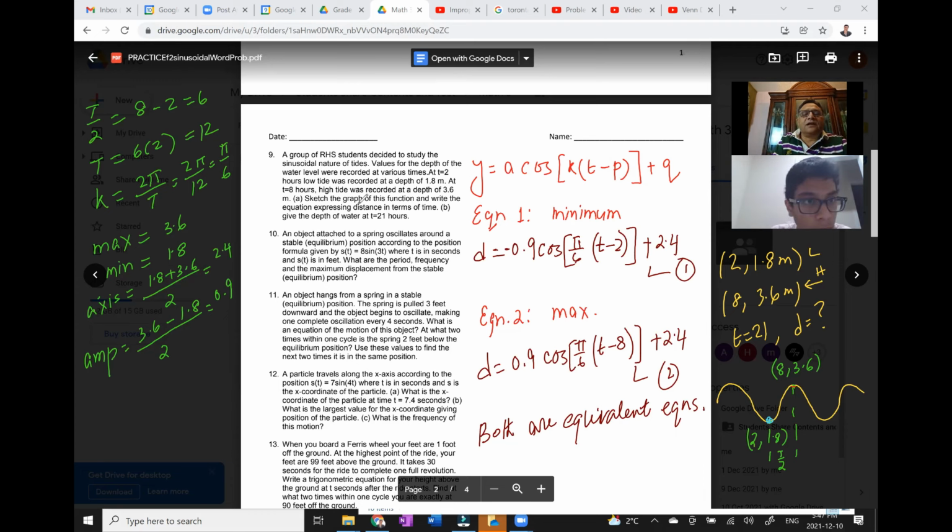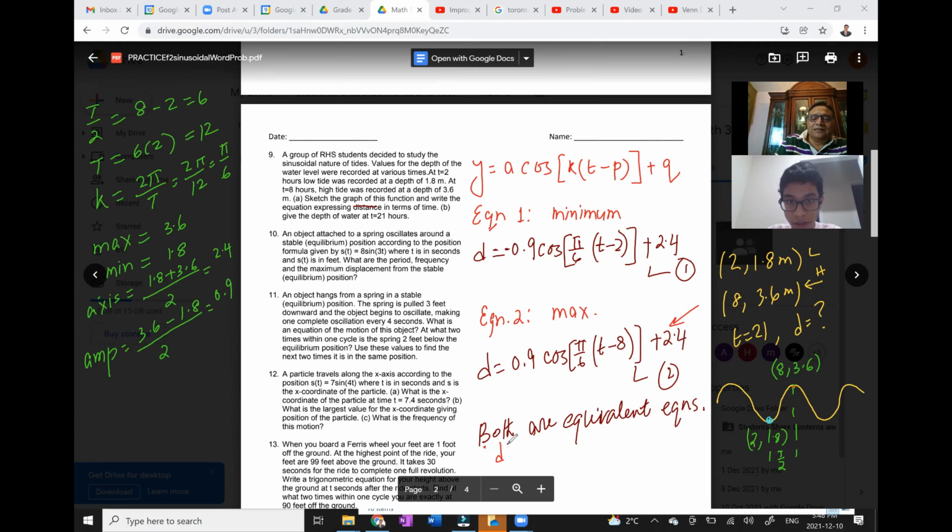Now, sketch the graph of this function and write the equation expressing distance in terms of time, right? Actually, should have depth in terms of time. B, give the depth of water at t equals to 21. So you can plug in t 21. Can you find the answer? Depth at 21? Yes, calculate. Use any one of them. Which one do you want to use? I'll just use cosine because there's a negative for the second one, right? Yeah, use second one.